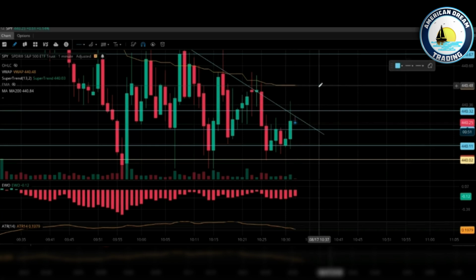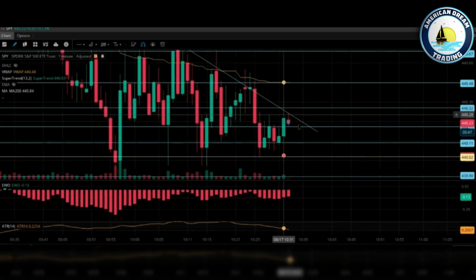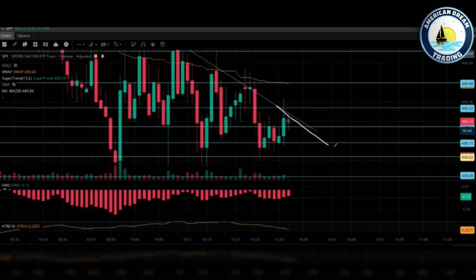Because remember, VWAP is the last stop. See it right here? Look at this, right? This is what Jimmy would call his vortex. You see how it's coming down? Here to here. This is the area. See it getting smaller?